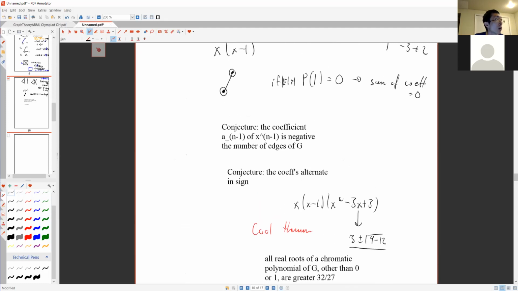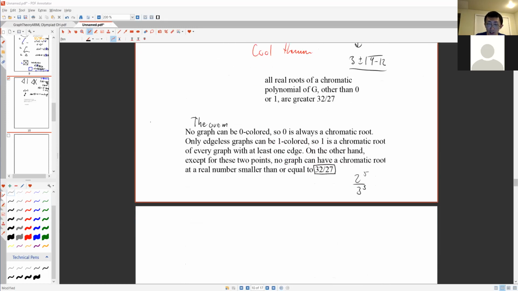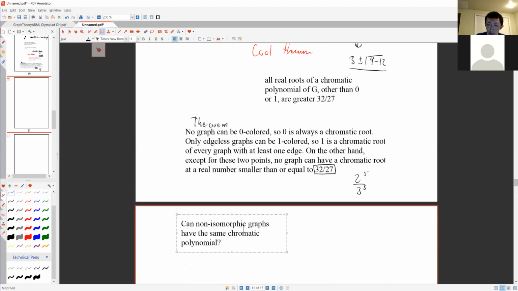Let's see. Oh yeah, so another thing we can ask is, let's say we have 2 graphs, right? And maybe they're not isomorphic. So they're not the same shape and structure. Can you have 2 non-isomorphic graphs have the same chromatic polynomial?